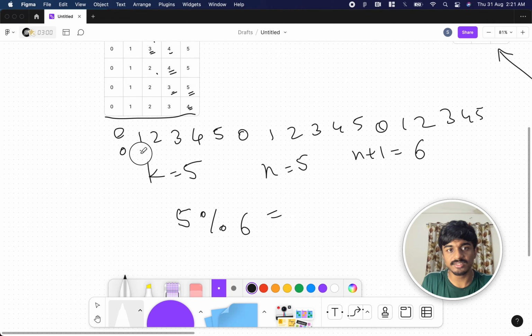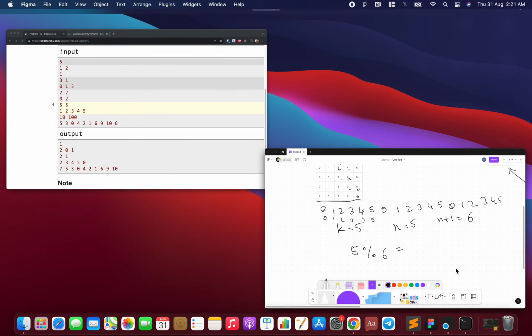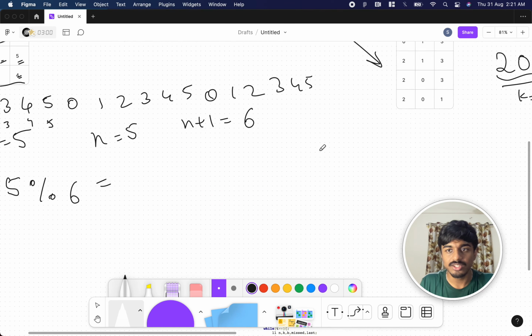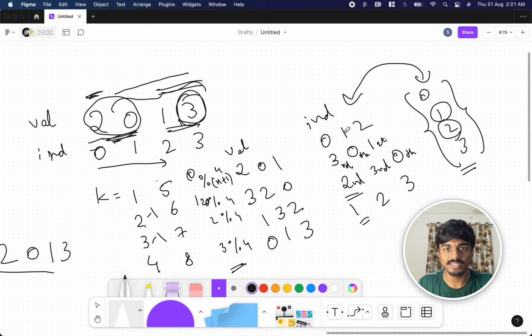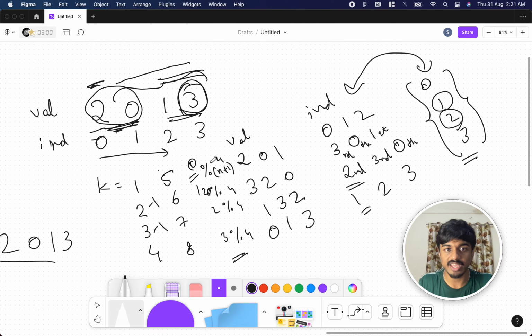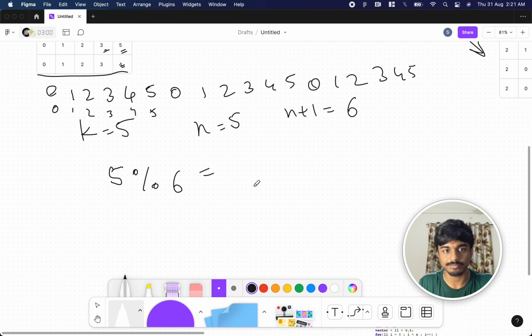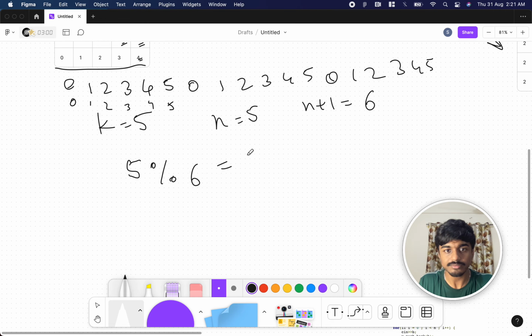If the indices are 0 1 2 3 4 5, I should take one number. Sorry, so this is k, right? K is 5. As per our scenario, it should be k minus 1. We derived k minus 1 to get the starting index because of 0 indexing.